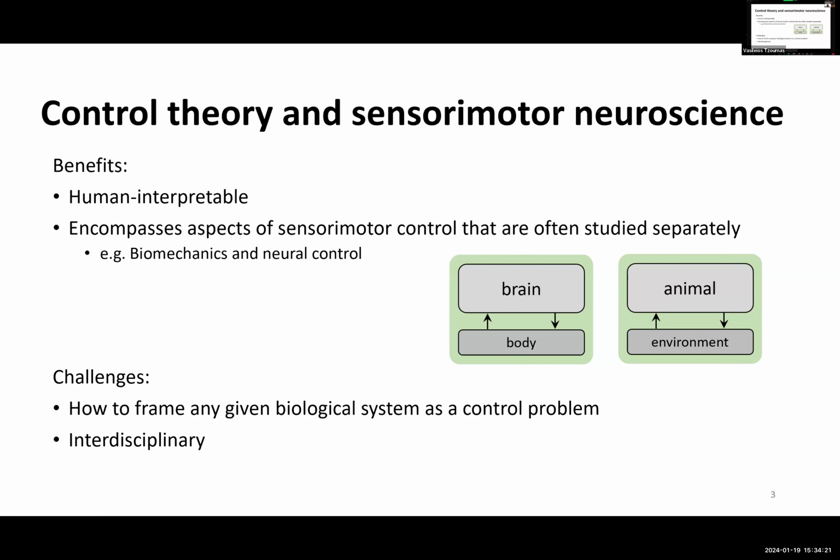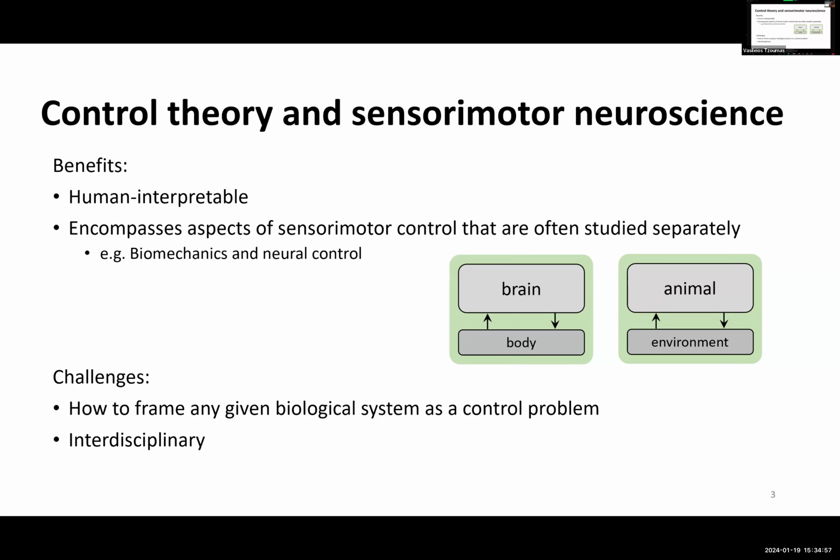The other benefit is that control theory is fundamentally a closed loop, right? From sensory to computation to motor and then to environmental dynamics. It encompasses quite a lot of aspects of sensory motor control that are often studied separately. For example, biomechanics, which is on the motor end, versus neural control, the computation that goes on in our brains. These are typically studied by different parts of biology and experimentalists for good reason, but control theory is a nice unifying framework that brings all of these together in one closed loop.